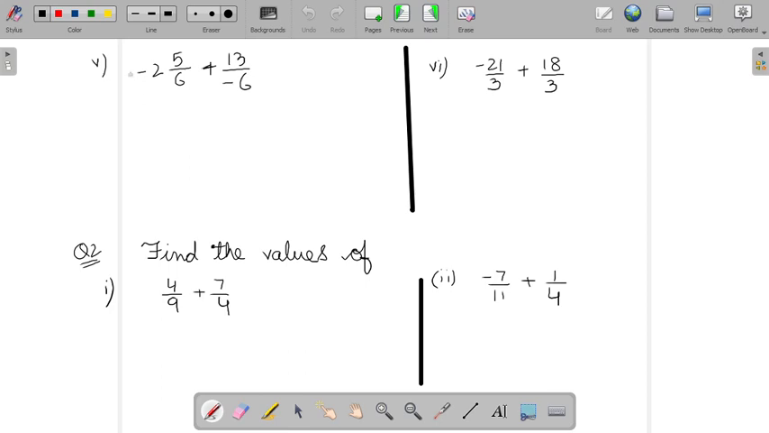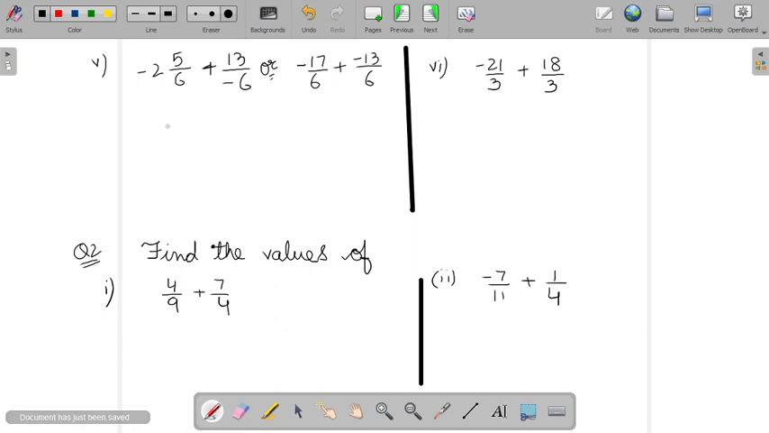Now, fifth part. In the fifth part, first you will write this term in the proper rational form. So it would be 6 into 2, 12. 12 plus 5, that is 17, and the minus sign is also there. So 17 by 6, and in the denominator the minus sign is there, so you would be taking the minus sign on the upper part. So it would be minus 13 upon 6.